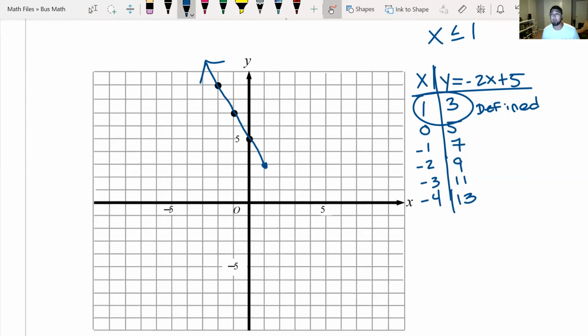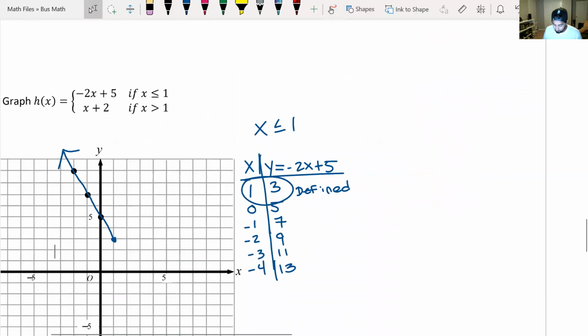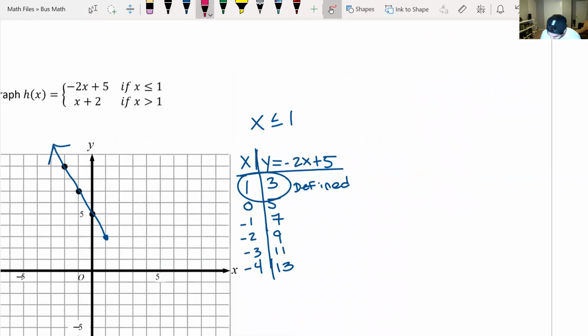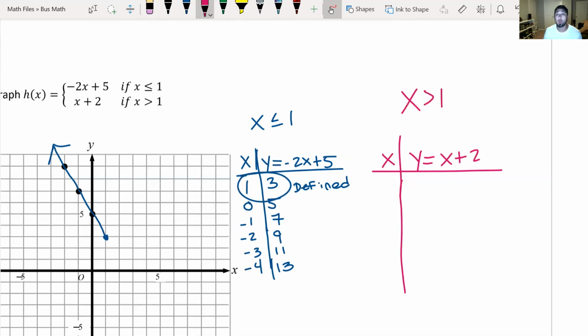My graph takes off that way. All right, last piece. x and y equals x plus 2 for values of x greater than 1. Okay, so start with 1 and go greater than 2, 3, 4, 5. Get more values if you want, but this is enough.